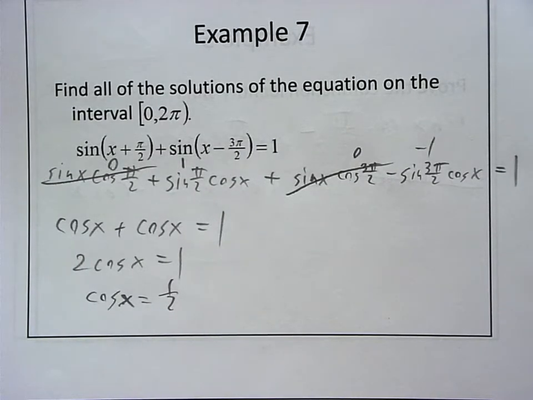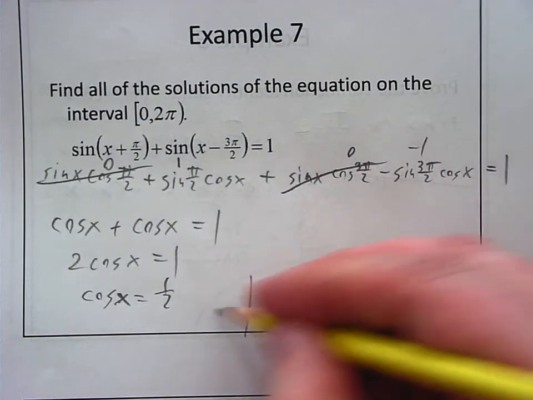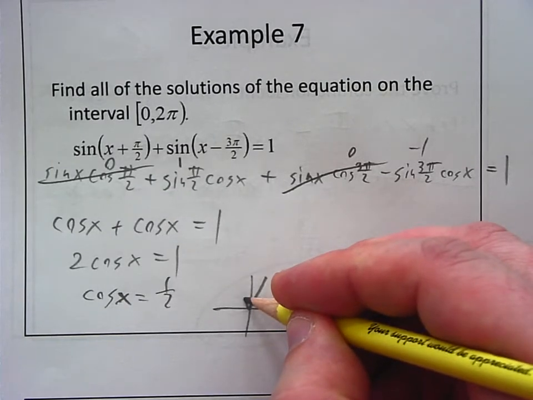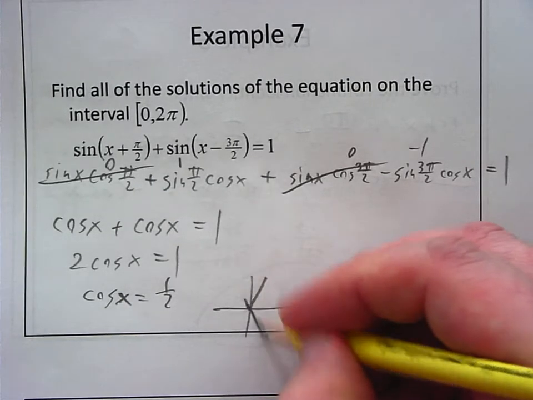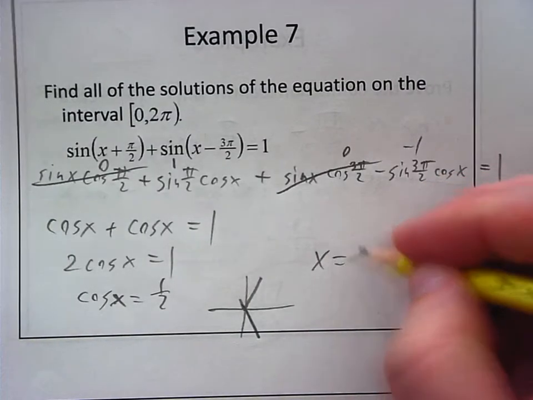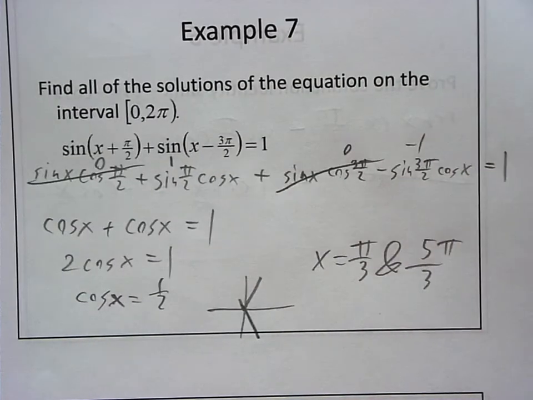On the unit circle, where is cosine of x 1/2? Well, positive 1/2 is going to be in the first and the second quadrant. 1/2 of the distance away is going to be about here. Or I'm sorry, not first and second. I was thinking sine, first and fifth. And here. Well, that's going to be x is equal to pi over 3 and 5 pi over 3.